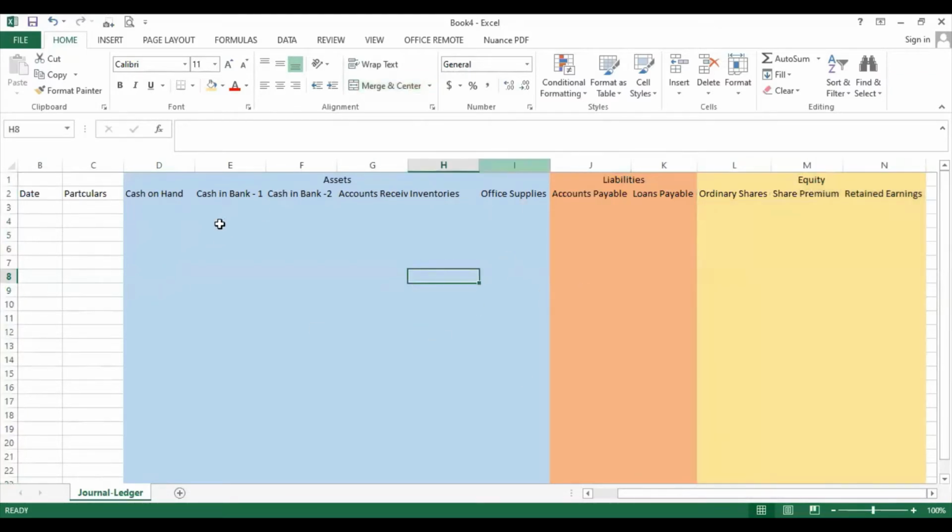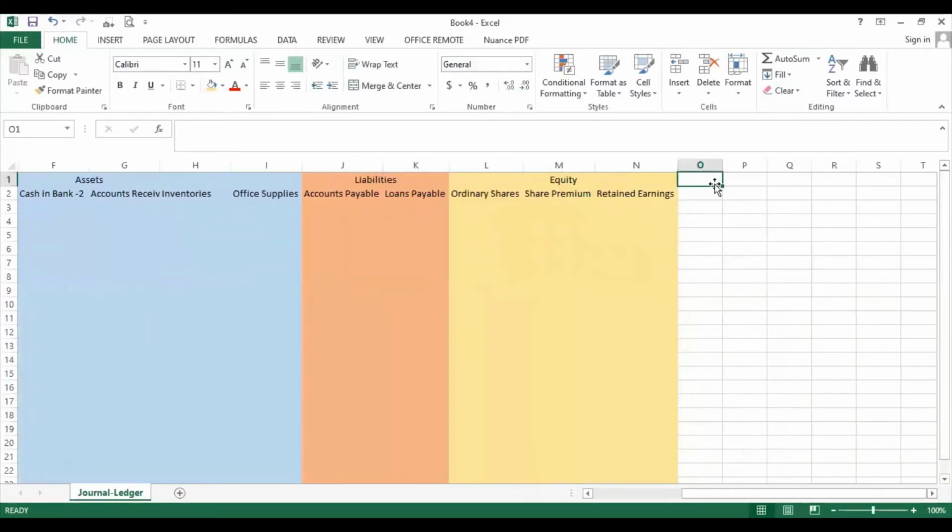We are presenting our journals in the order in which we arrange our chart of accounts. So our chart of accounts starts with assets, liabilities, equity. Then you have income or revenues, and of course expenses. So for revenues, of course, you have your sales, and you might have other income.